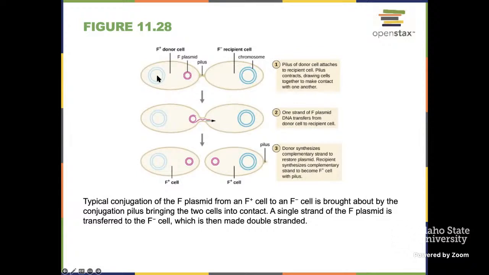So this is more conjugation. So we've got an F plus and an F minus cell. The F plus meaning it's got the plasmid, and the minus it lacks it. So the plasmid here, this F plasmid, F stands for fertility. It can harbor, just as I've described before, all sorts of different capabilities to survive, withstanding antibiotics or other things, but it also has the gene for conjugation, for the formation of this pilus.